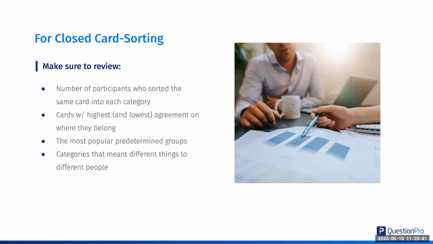But when you look at this overall big picture, I know I've been talking about outlier cards, but when you see that there are fewer outlier cards, that means that there's higher agreement among your participants.